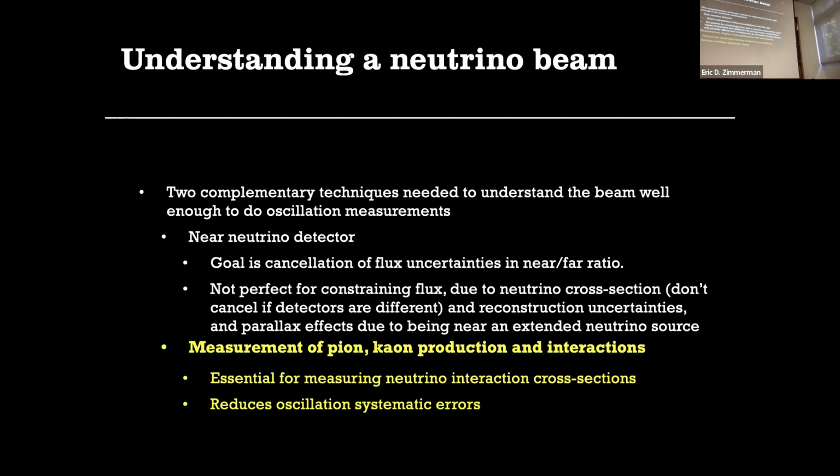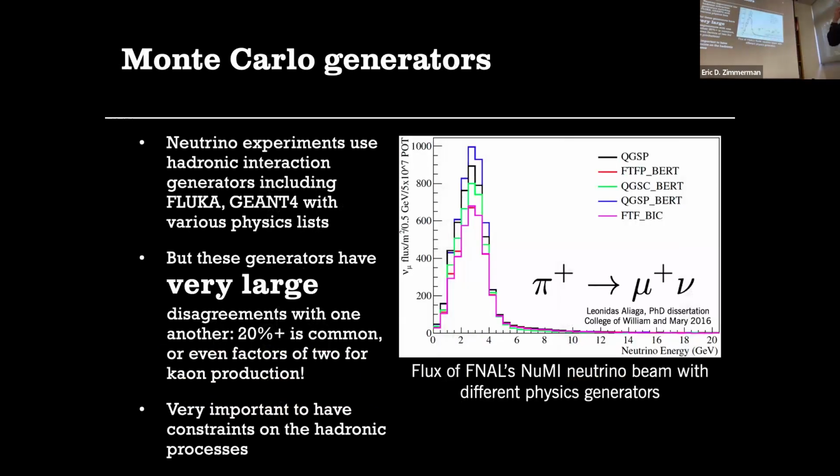So the other technique then is measurement of the pion and kaon production and interactions directly. This, of course, is essential for measuring neutrino interaction cross-sections because there's nothing that cancels there. And it also will reduce oscillation systematic errors. So we use generators, including FLUKA and Geant4, with various physics lists.